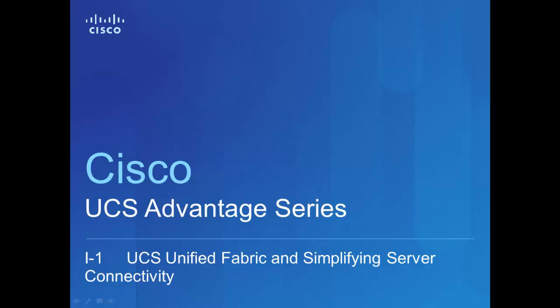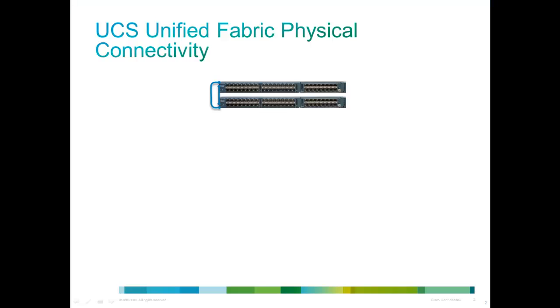This video is part of a series that is intended to show some of the unique advantages made possible by Cisco's server offering called the Unified Computing System, or UCS for short. This video goes over the advantages of the Unified Fabric, which is a foundation of the system.